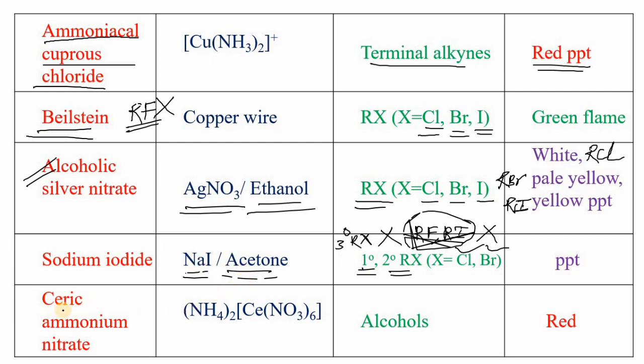And the next test is the ceric ammonium nitrate test. This test is used for identification of alcohols. When you treat alcohols with (NH4)2Ce(NO3)6, there is a formation of a red color complex. This indicates the compound contains alcoholic functional groups.